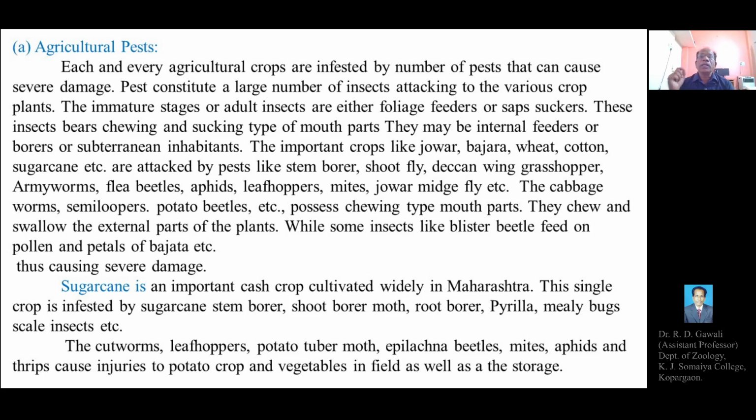So each and every agricultural crop, in the cultivation practice of agricultural crops, variety of crops are cultivated and each and every agricultural crop can be infested by a number of pests that can cause severe damage and loss of the crop products. Pests constitute a large number of insects attacking the various crops.